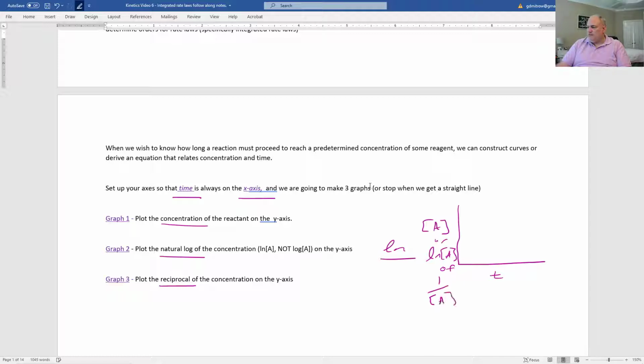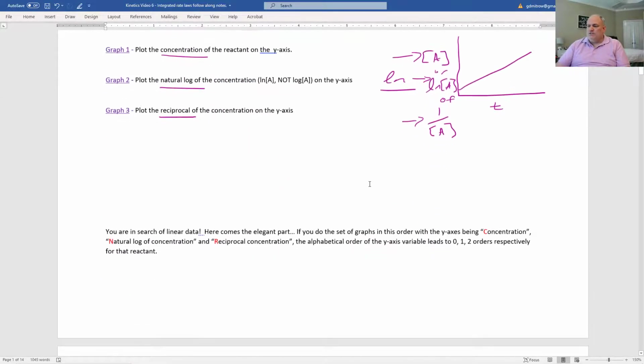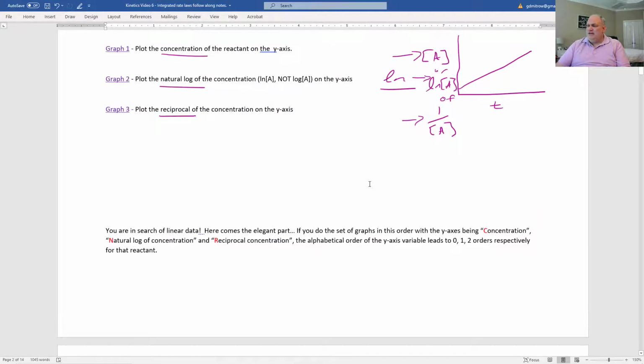That begs the question, how do we do that? Well, if we have data, we can actually figure out the concentration, the natural log of the concentration, or 1 over the concentration, and actually plot a graph. And our goal is to get a straight line, because depending on whether concentration, natural log of A, or 1 over A gives us a straight line, it'll tell us what type of reaction we have. Now, if that seems confusing, let's show you how this works. By the way, this is actually kind of helpful: if you do a set of graphs in order, concentration, natural log, and reciprocal, it's alphabetical.